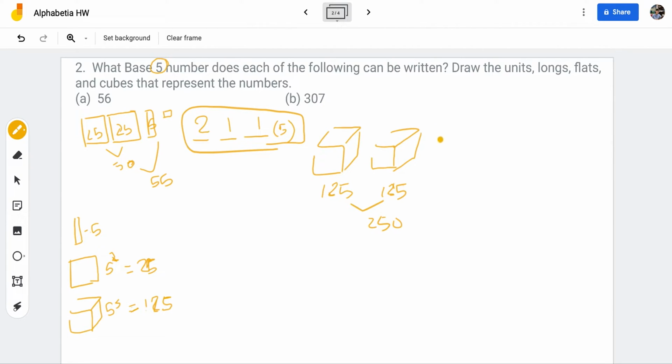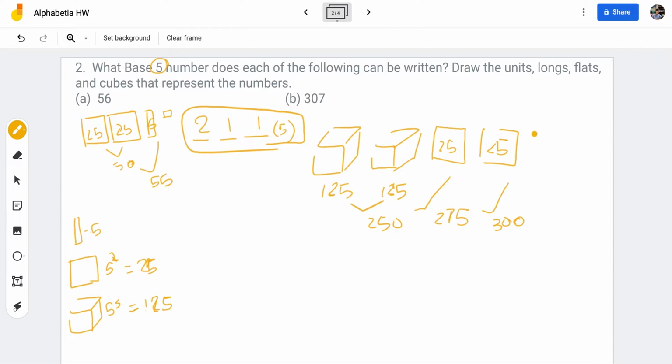So we are done with the cube, and then you're gonna consider how many flats you can have. Each flat has 25. So if you add 25 to it, what do you get? 275. We are getting closer and closer to 307, right? Can we have another 25? Yes, because when you add another 25, that makes 300. Right? We cannot have another 25 because then we're gonna have 325, which is much more than 307.